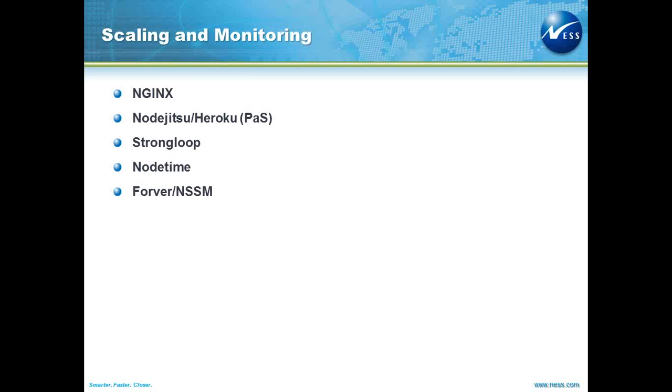Node.js is essentially single-threaded. So let's say you run into an issue where your app crashes due to an uncaught exception. Forever lets you essentially bring back your node process. And NSSM lets you configure the Node.js app as a Windows service.